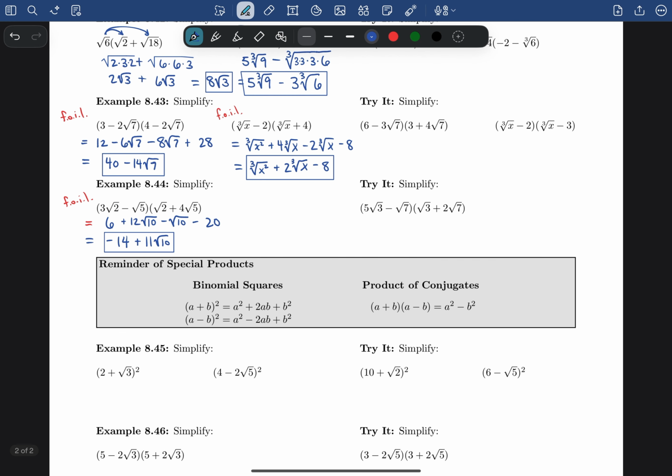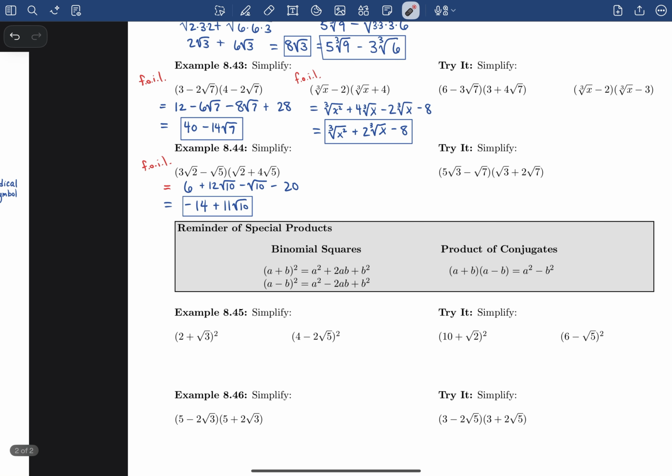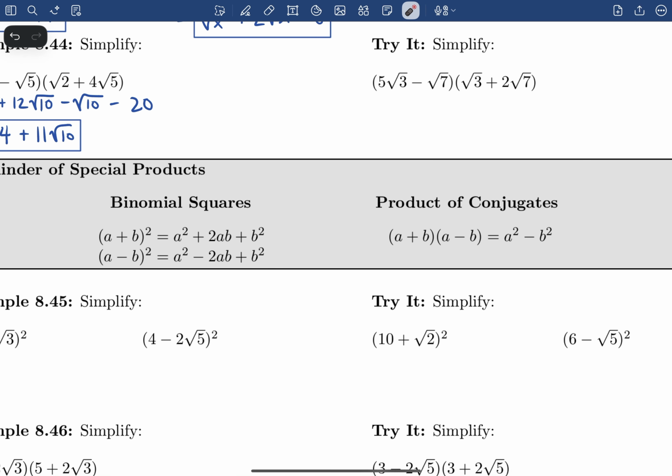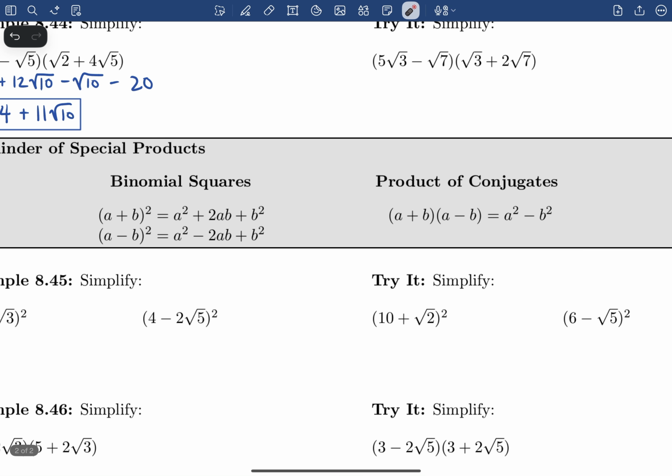I would like to take this opportunity to remind you about some of the special products we've talked about in this class. All right? So some special products we've discussed are this perfect square trinomial, a plus b squared, which is expanded to a squared plus 2ab plus b squared. This is a perfect square trinomial.